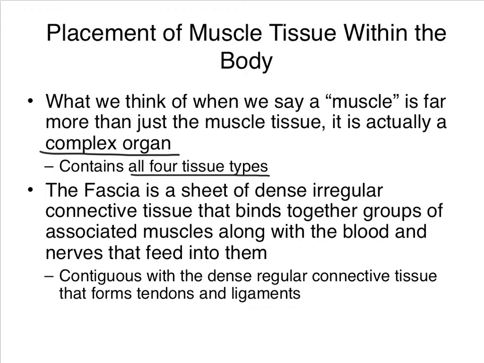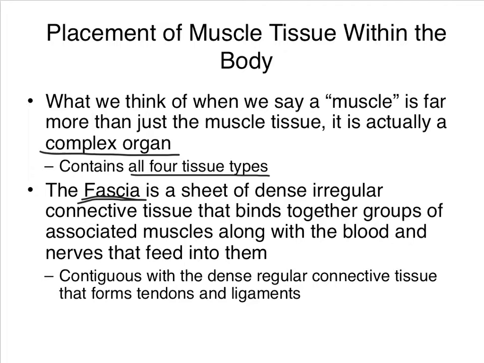Different compartments of the muscle are separated by stuff called fascia. Fascia is a sheet of dense, irregular connective tissue that binds together groups of associated muscles, and along with them, the blood vessels and nerves that feed them. So you've got muscle tissue, you've got connective tissue, the fascia, you've got epithelial tissue in the blood vessels, and you've got nervous tissue in the nerves.